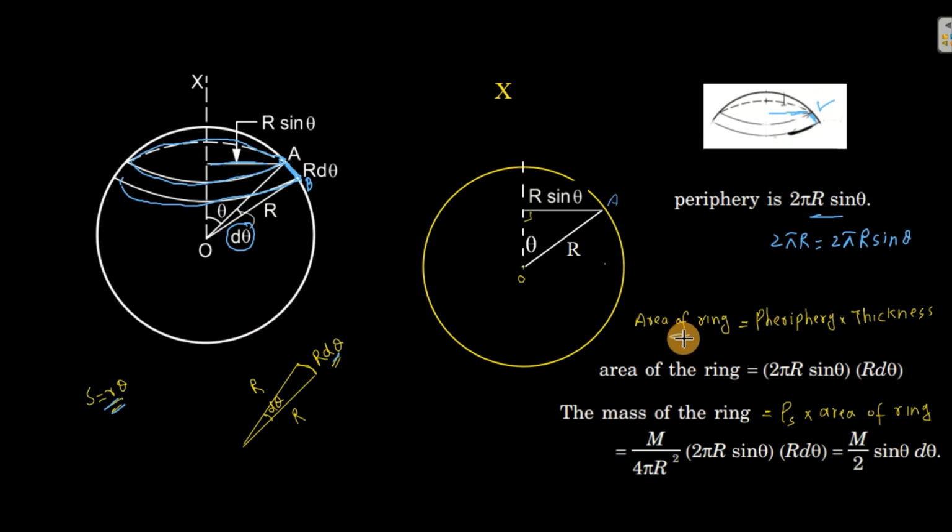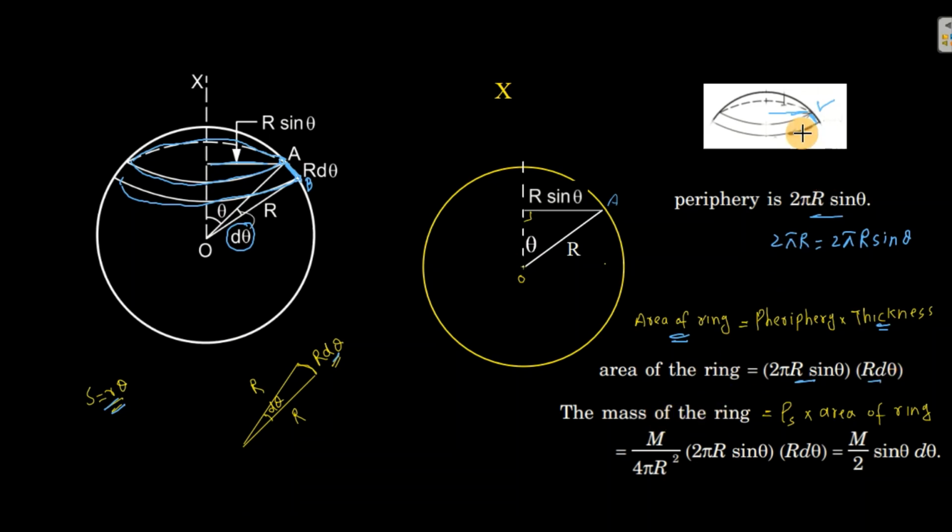Now area of the ring will be what? So area of the ring defined as periphery या circumference multiplied by thickness of the ring. So periphery or circumference of the ring is 2 pi r sin theta and thickness of the ring is r d theta. So this is the area of the ring, that is 2 pi r sin theta into r d theta.